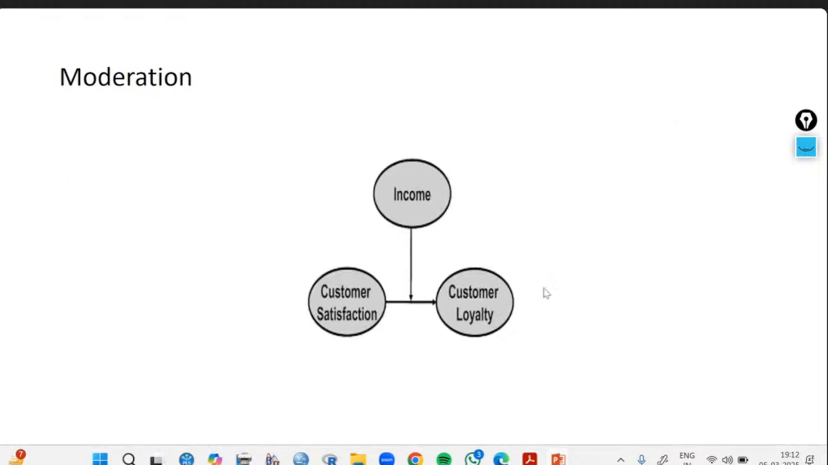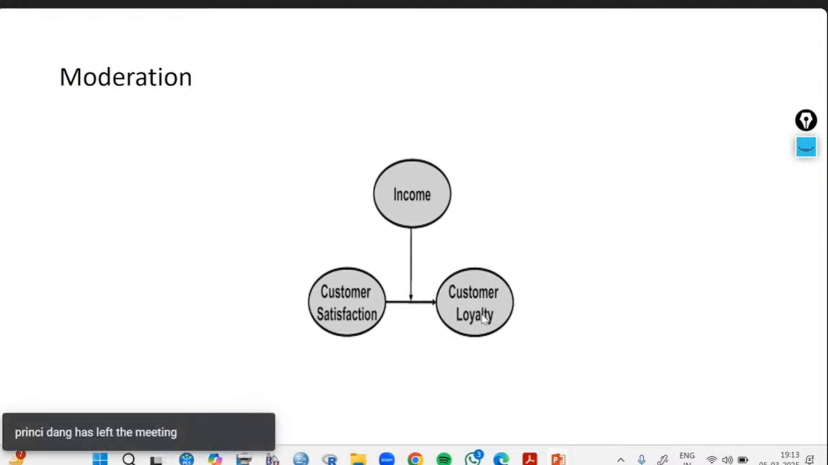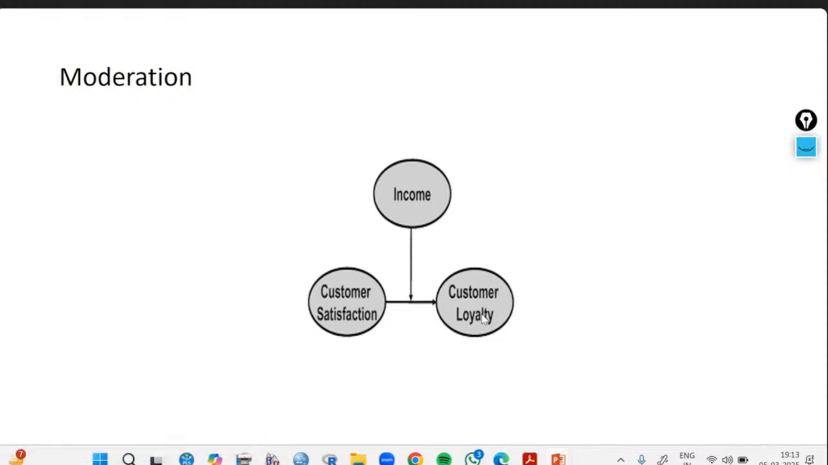जैसे देखिए customer loyalty and customer satisfaction and income. We know when we do not include the income, the customer satisfaction and customer loyalty, what is the relationship? More satisfied customer, more customer loyalty, means there is a positive correlation between the two. But we see as income increases, the relationship between customer satisfaction and customer loyalty reverses.